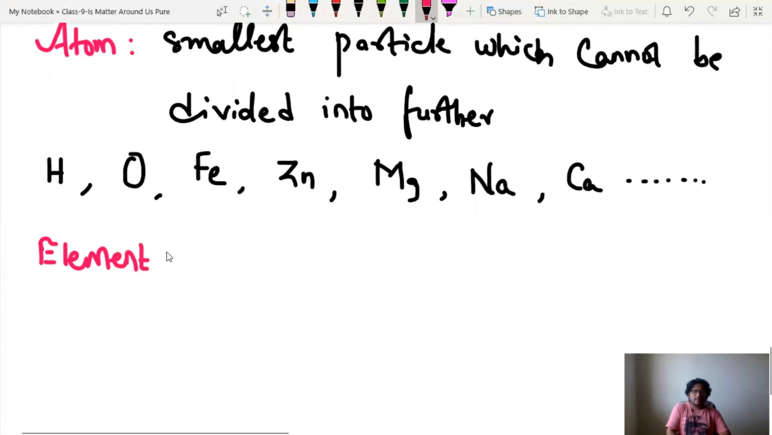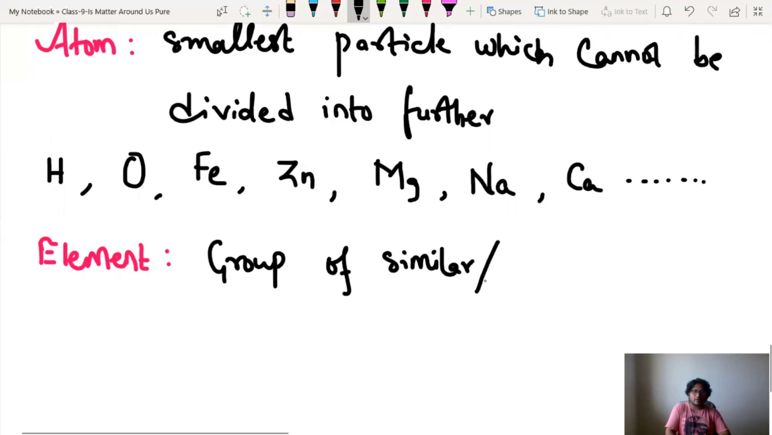Now most of the students will be confusing regarding this atom and element, and they think both are same. No, both are not same, both are different. What is meant by element? Element is nothing but group of similar or identical atoms. So try to understand the definition. Group of similar or identical atoms.